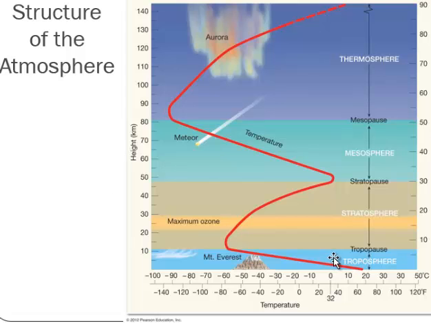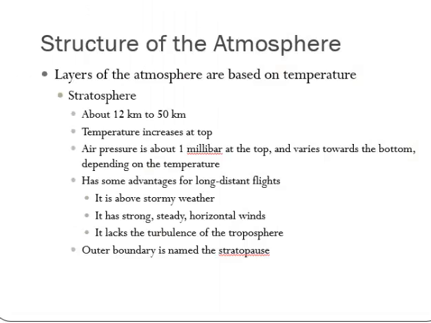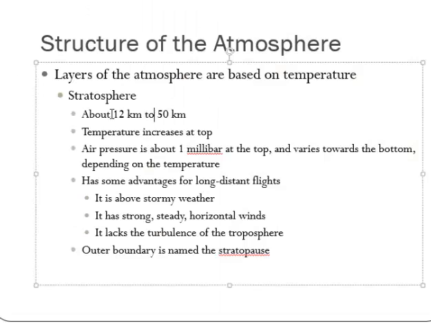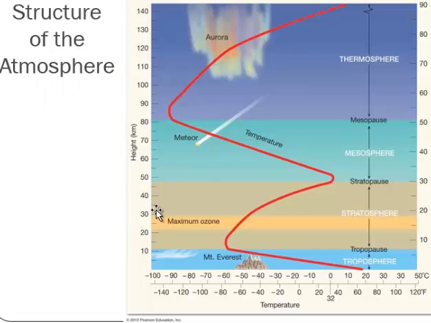Okay, so the troposphere is all the way on the bottom, and that's the one we're really concerned with because that's the one we actually live on. Then you have the stratosphere, which starts at about 12 kilometers up, goes to about 50 kilometers up, as you can see from this diagram.